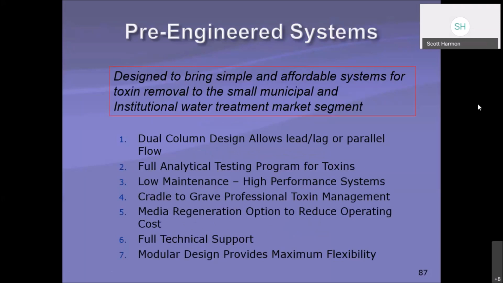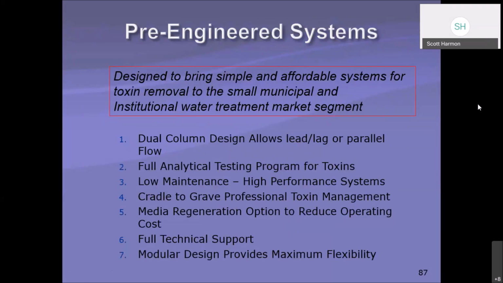So here we go. Designed, like any of these skid-based processes, to be simple, affordable removal for the small municipal and institutional water treatment market segment. And there's just some design features. Have dual column design for lead, lag, or parallel flow. To have testing, full analytical testing designed into them. Low maintenance, high performance systems, cradle to grave toxin management.